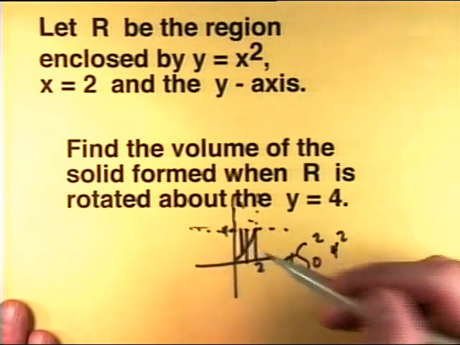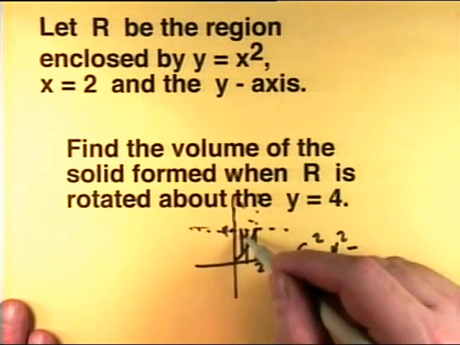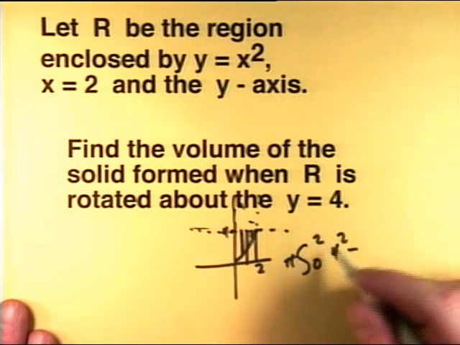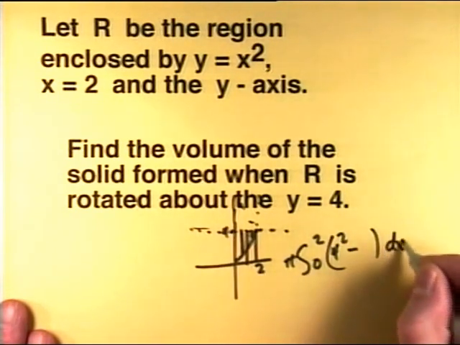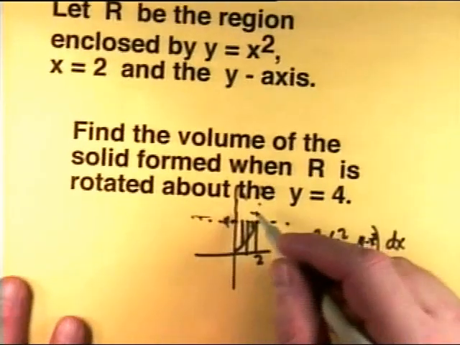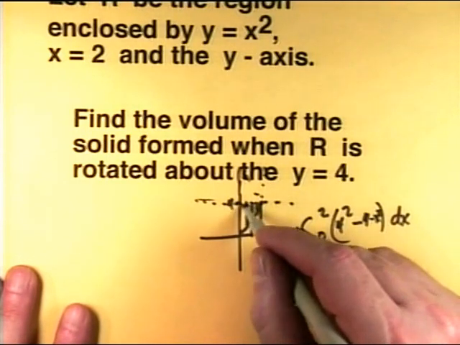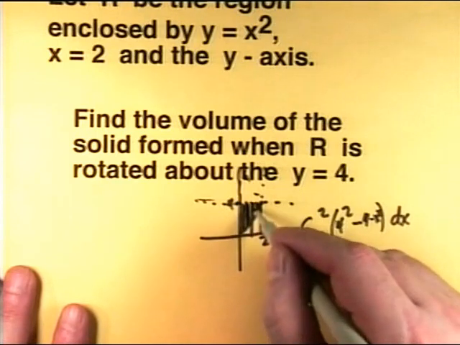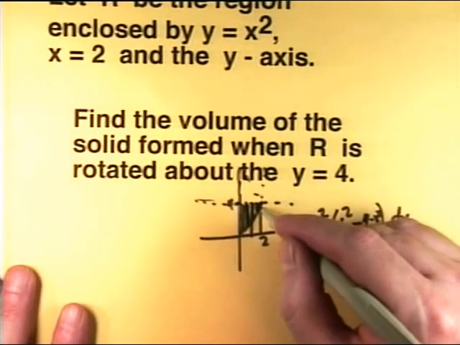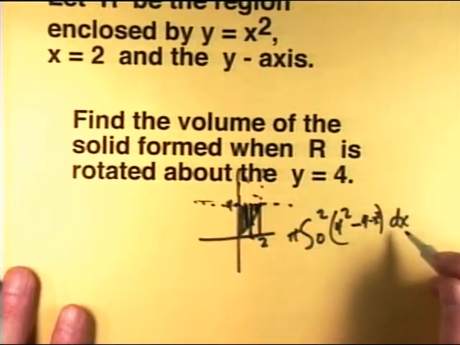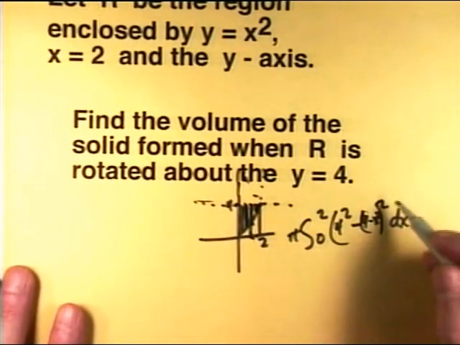Now, what is this inside radius? Actually, I don't want 4. It's 4 minus x squared, because this line varies. The inside radius varies. So you're taking the whole thing, minusing that part. It's all of this, which is 4, minus this, which is x squared. You see that? And then you would square that, and then there'd be happiness.